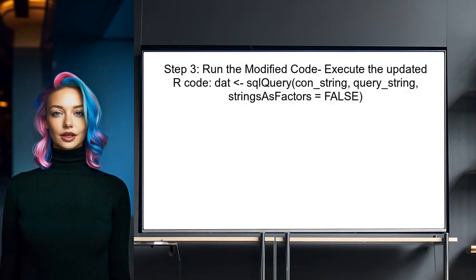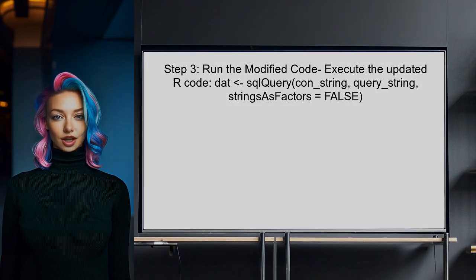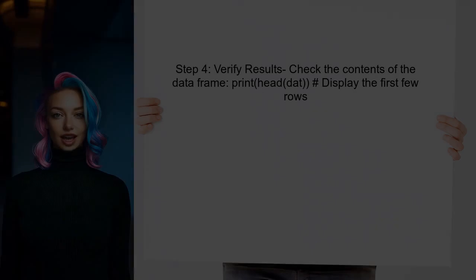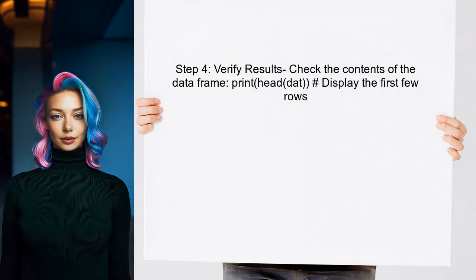After updating the query, the user should run the modified code to fetch the data. This will allow RODBC to retrieve the full character strings without truncation. Finally, the user should verify the results by checking the contents of the retrieved data frame. This ensures that all character strings have been successfully loaded into R without truncation.